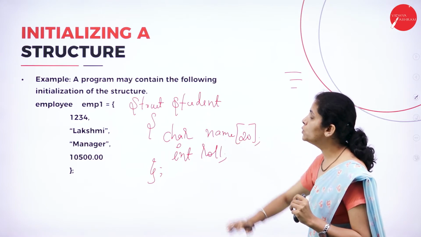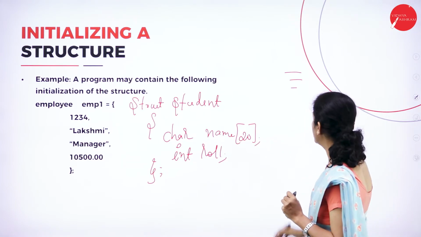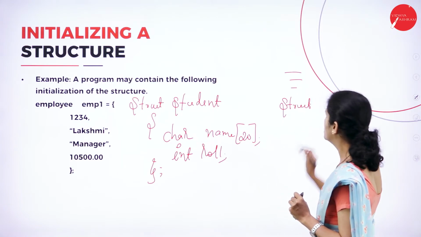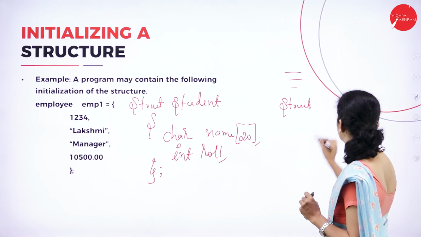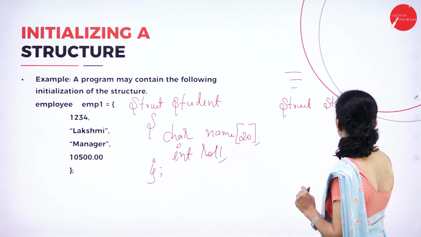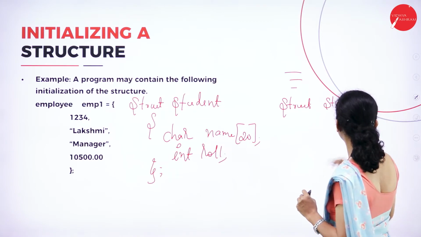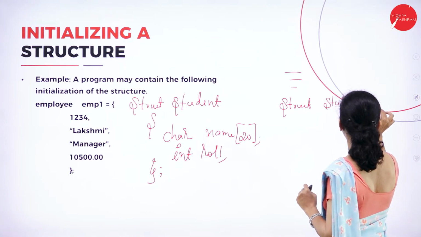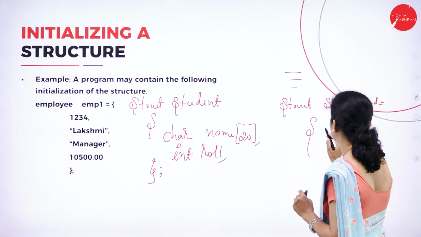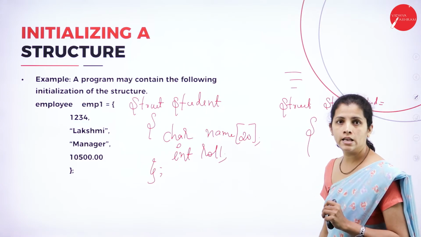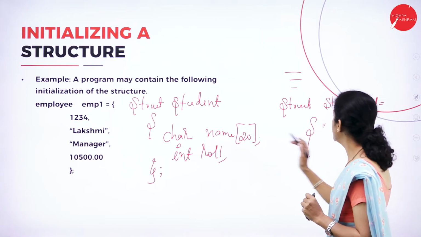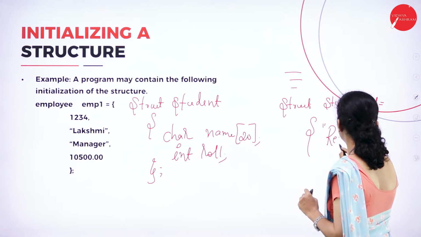Now I want to create the structure variable. For that, what will I do? I'll start with struct, then student, which is my structure name. Then I'll write stud equal to, and I'll start assigning the values. So what is my first field? It is name. So I'll write Revati.